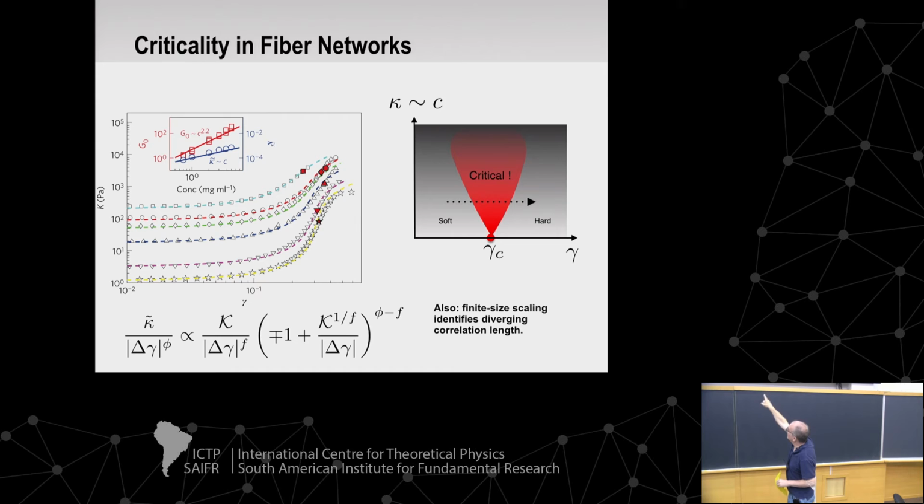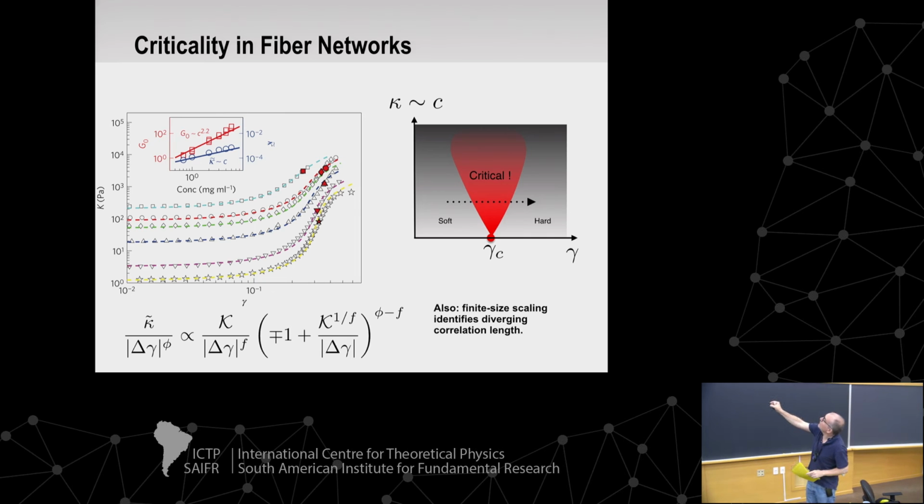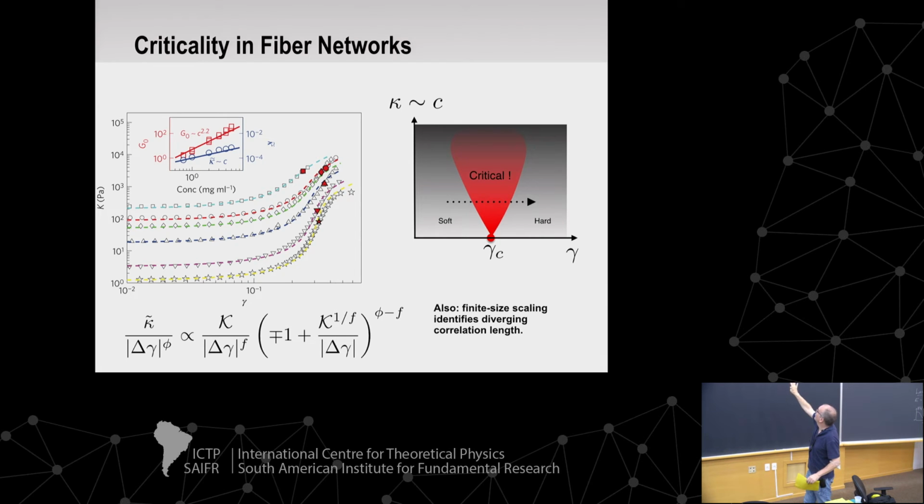Once you take that, the only remaining fit parameter is this bending resistance. And I argued that that should scale as concentration. And sure enough, empirically, that is scaling linearly with concentration. So the picture seems to fit. At the same time, there are some interesting finite size effects indicating a diverging correlation length I'll get to in a moment. But this is basically what's directly experimentally accessible.